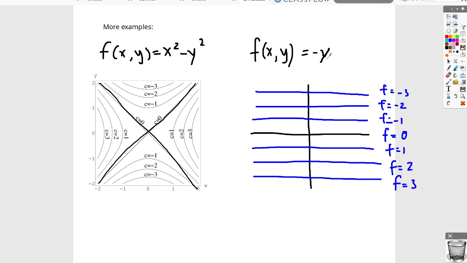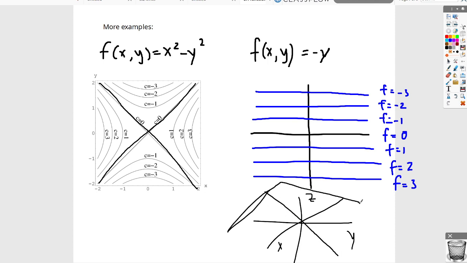F of xy equal to -y. Very simple graph. It's actually just, I could draw it probably right now. If that's x, that's y, and that's z. Then f of xy equals -y is just z equals -y, which is like that, and then it would just be a big plane.